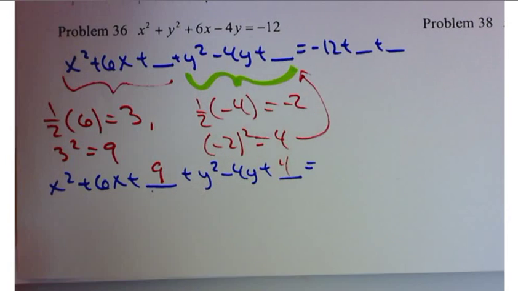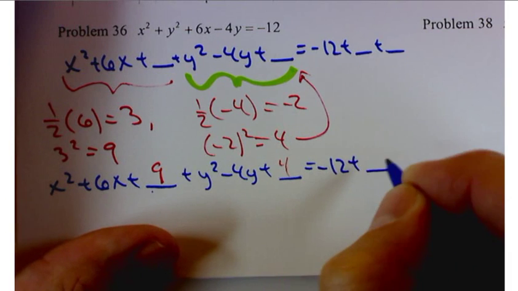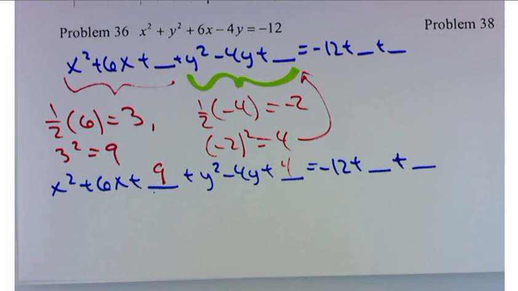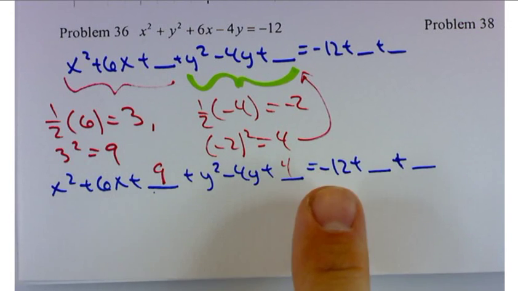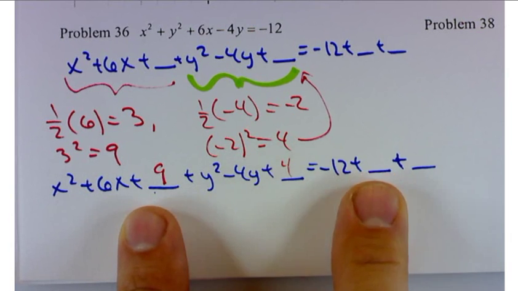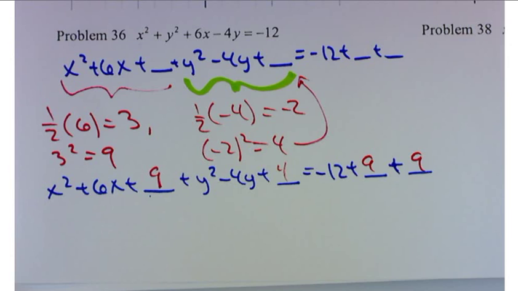Now, there's something else I have to do. I can't just add 9 and add 4 to the left-hand side. What else do I have to do to kind of keep things in balance? What I would suggest to keep things in balance is if you add 9 to the left-hand side, you also add 9 to the right-hand side. So I'm going to add 9 here and add 4 here.